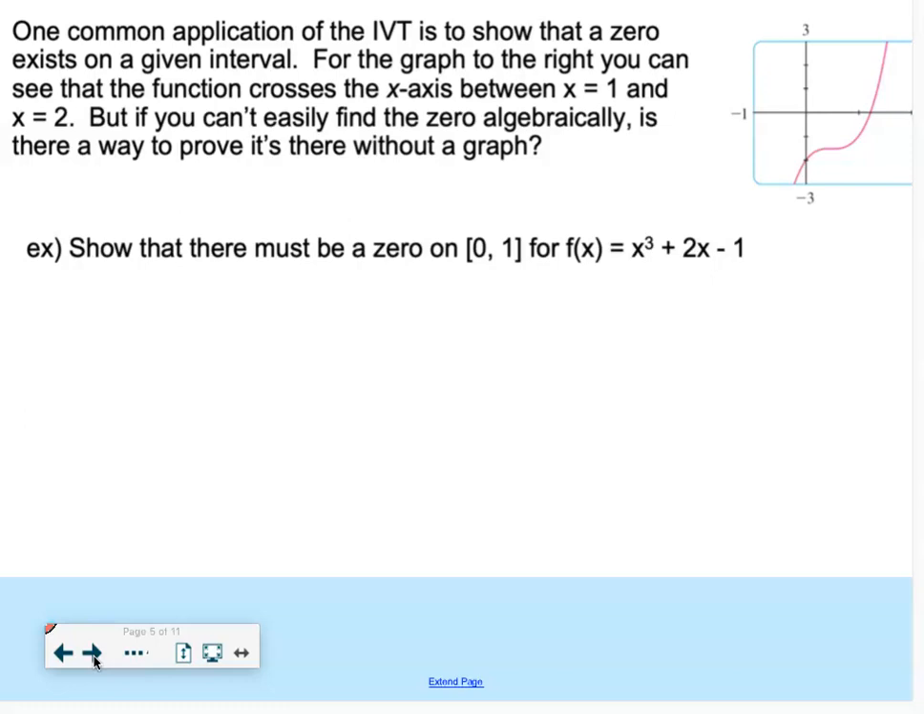I never liked solutions, because to me, a solution is just a solution to some problem. It doesn't have to be where the zeros are. But anyway, we're going to find a zero on this interval for f of x equals x cubed plus 2x minus 1. So we're going to use the IVT.